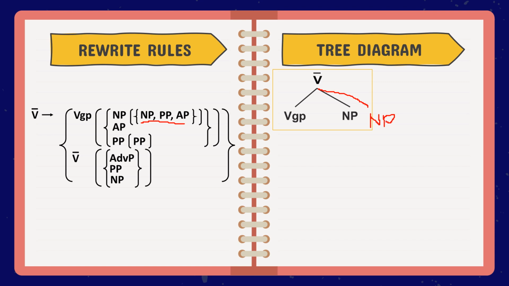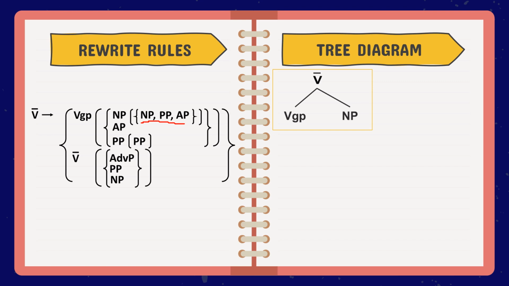Okay, and since NP, PP, and AP are inside the curly braces, we cannot take all of them. We only have to choose one, like NP or PP or AP. Now, since they're just optional, we cannot really be sure to put them here. But it's also possible.